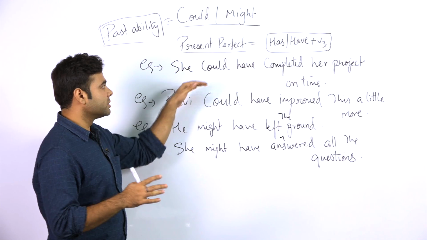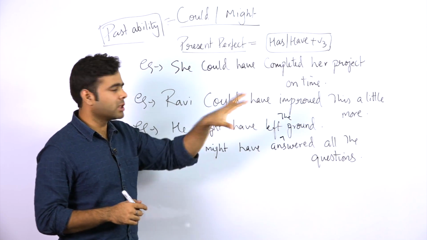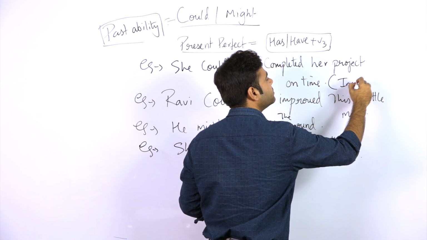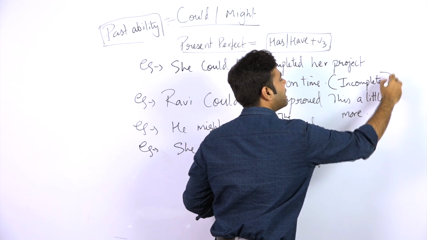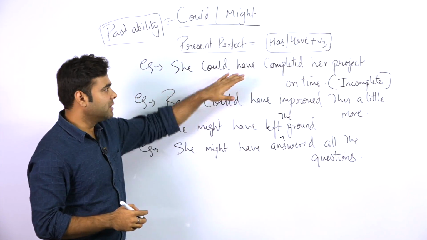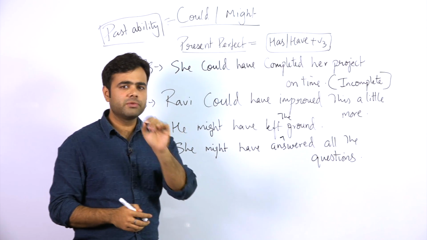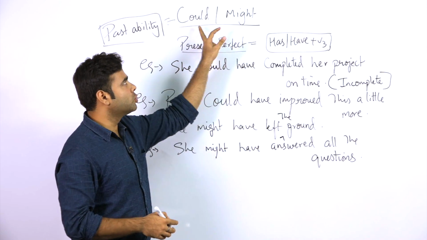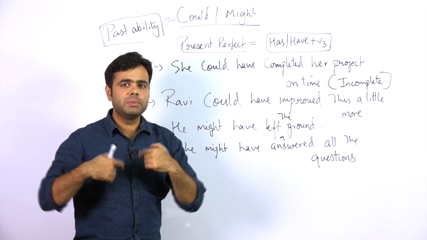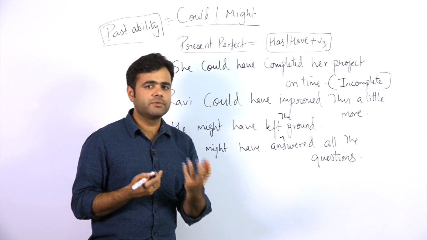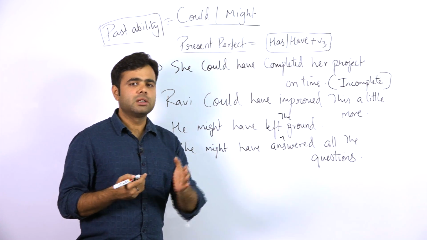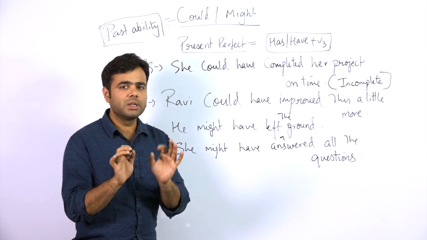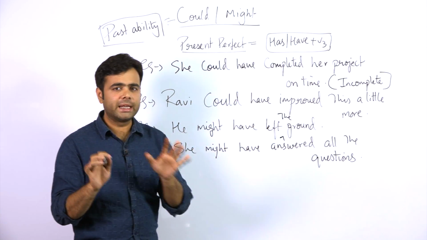Try to focus and try to understand. She could have completed her project on time. You can understand very well that there is something which is incomplete. It's very important, whatever I'm telling you here, students, that in the first action, there must be something incomplete shown in the sentence. It means whenever we use could plus present perfect, we are trying to show an action which is incomplete or which has not been done, which has not been completed. It's a pure condition of incompleteness.